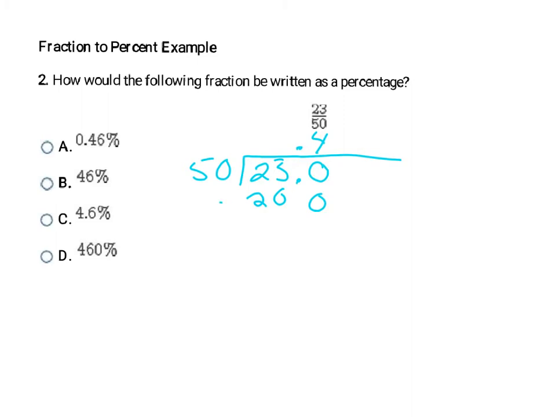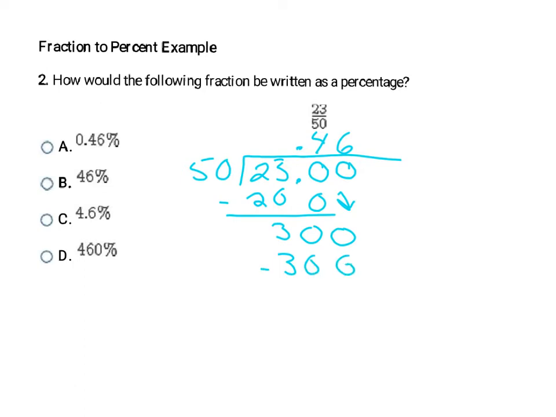And then I do that subtraction, and I'm left with 30. So I still have a remainder, so I'm going to start writing another 0 and then bring that 0 down. And then I have, how many times does 50 go into 300? It goes in 6 times. 6 times 50 is 300.